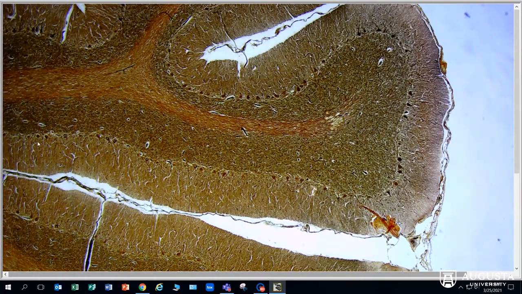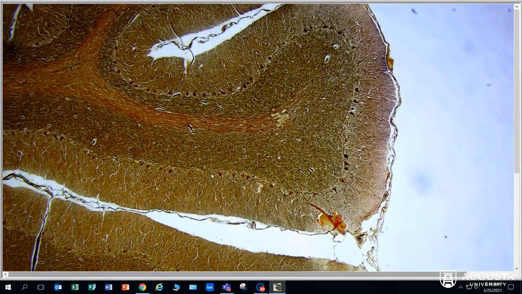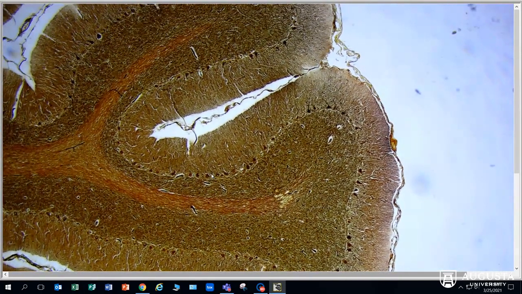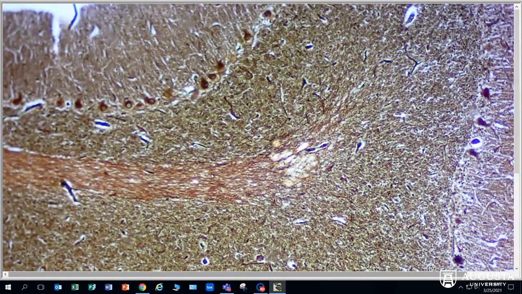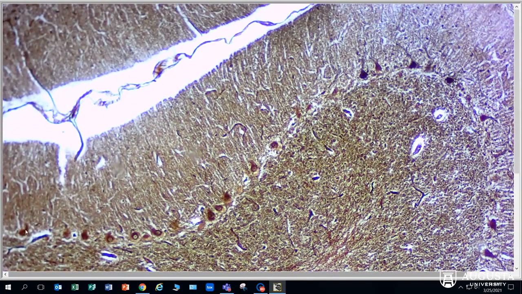Notice how between this pale outer layer and the darker internal layers, we have a line of these darkly staining cells. These darkly staining cells that form this boundary are called Purkinje cells. Let's move to a higher magnification to take a closer look. So we're moving from the 4X objective to the 10X objective. And we can see those Purkinje cells.